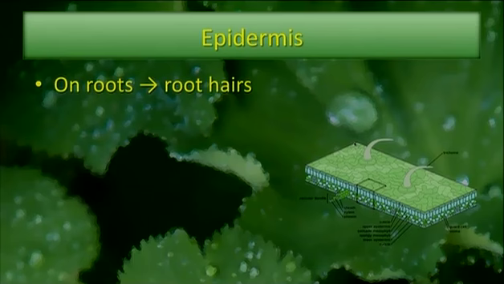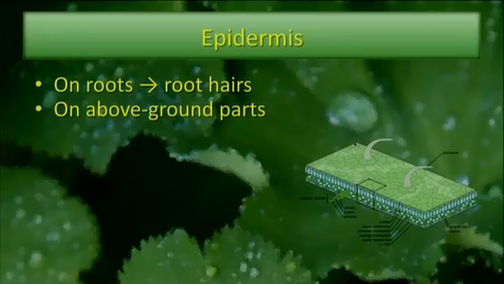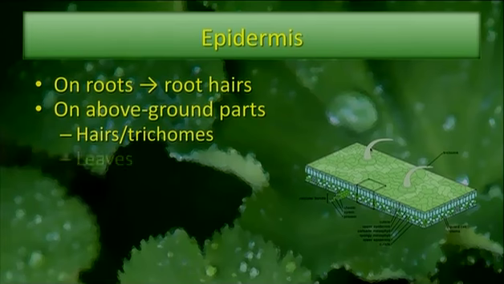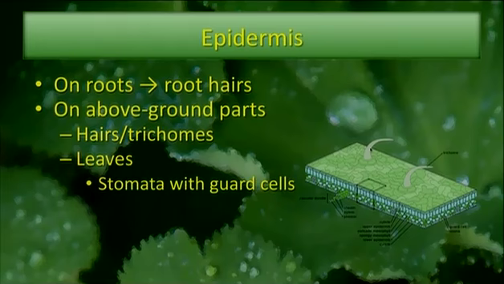We'll go into that in a little bit. And on the above ground parts, on the stem sometimes, and sometimes on the leaf, you have hairs, also known as trichomes. So here are trichomes on the epidermis of this plant section here. Now the leaves have stomata with guard cells. We can't really see that in this picture here, but we'll see them later on in our lectures.